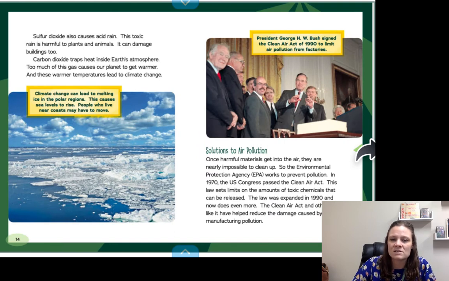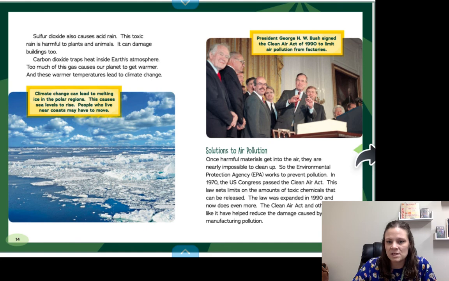Sulfur dioxide also causes acid rain. This toxic rain is harmful to plants and animals. It can damage buildings too. Carbon dioxide traps heat inside Earth's atmosphere. Too much of this gas causes our planet to get warmer, and these warmer temperatures lead to climate change. Climate change can lead to melting ice in the polar regions. This causes sea levels to rise. People who live near coasts may have to move. President George H.W. Bush signed the Clean Air Act of 1990 to limit air pollution from factories.